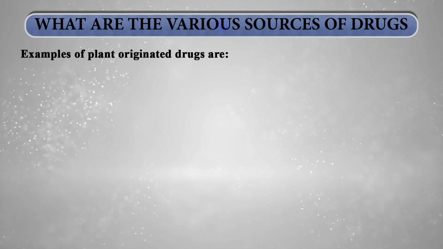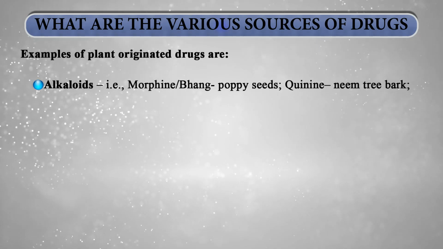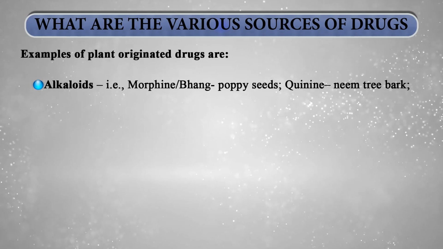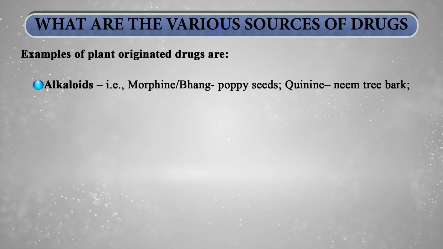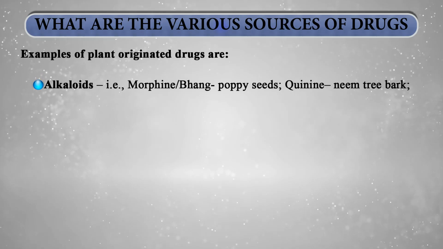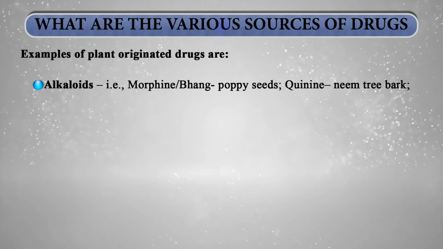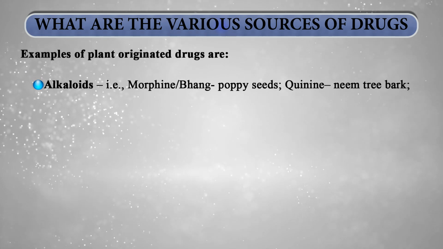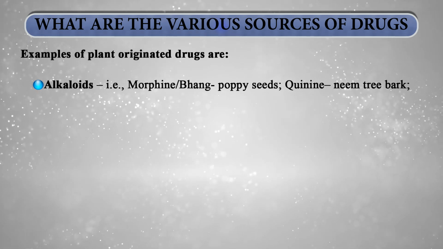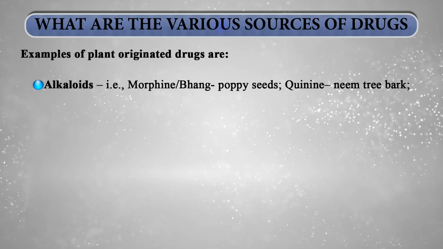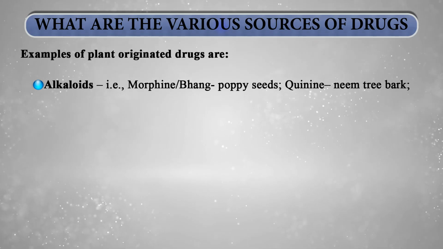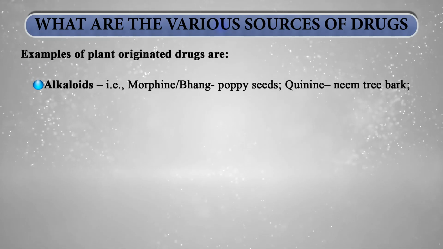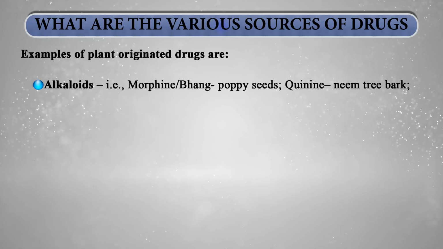What are the examples? For example, alkaloids, like morphine and bhang. These are obtained from poppy seeds. It is a psychoactive substance. Then quinine, as we all know. What is quinine? It is a chemical compound which is obtained from the bark of the neem tree, and we all know it is very useful in malaria. Patients suffering from malaria are given quinine, which is obtained from neem tree bark.